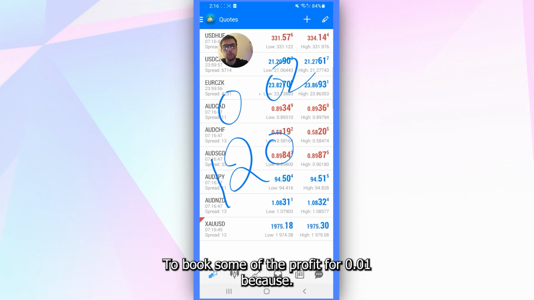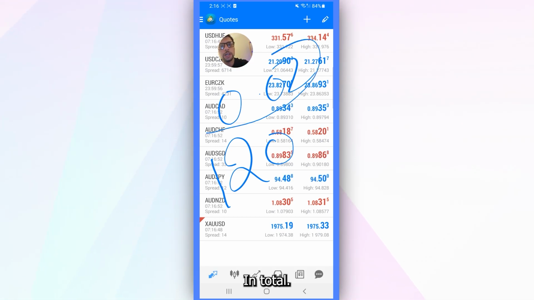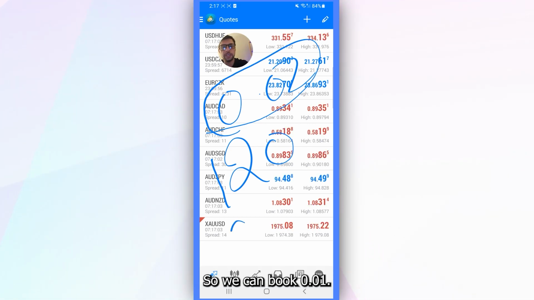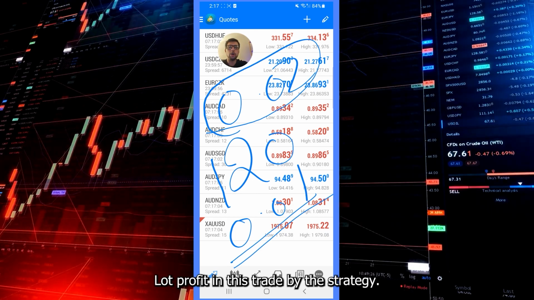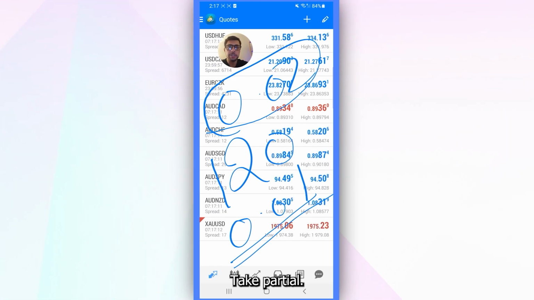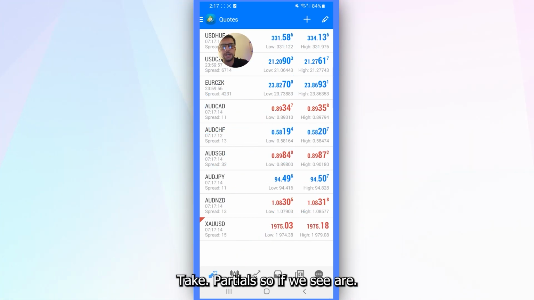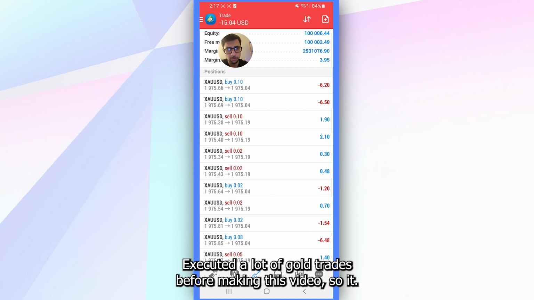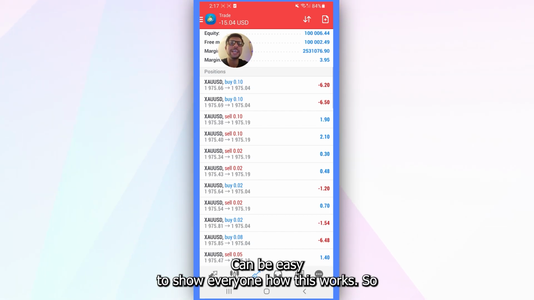So if we want to book some of the profit, 0.01, because in total we have opened 0.02 lot, now we want to book 50% of the profit at present, so we can book 0.01 lot profit in this trade by the strategy of take partials. So how to execute the take partials? If we see our gold trades, I have executed a lot of gold trades before making this video, so it can be easy to show everyone how this works.